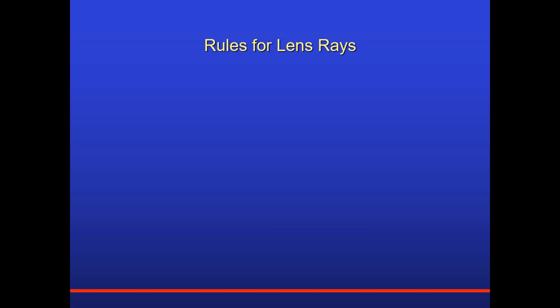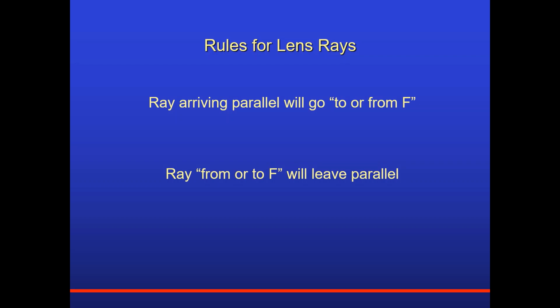So we have two tracks, the equation track and the ray diagram track. Let's review the rules for the lens rays. Rule number 1: a ray arriving parallel will go to or from F. Now, a moment ago I said it would go to F. What do I mean by from F? Well, you'll see there are different situations, converging lens, diverging lens, etc. Second case: a ray coming from or to F will leave parallel.